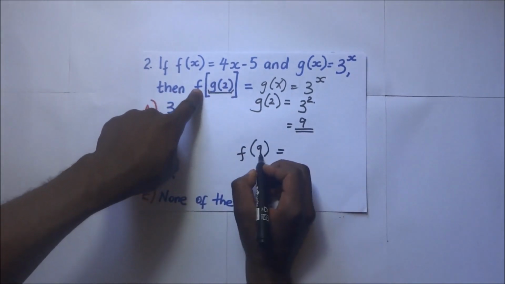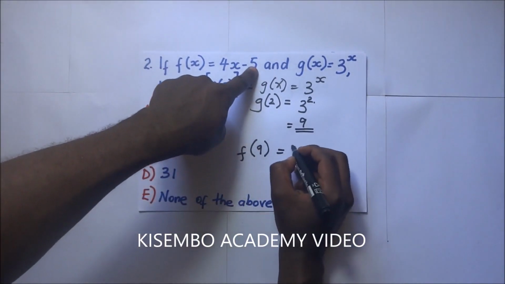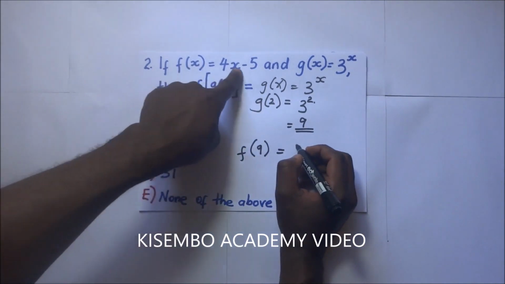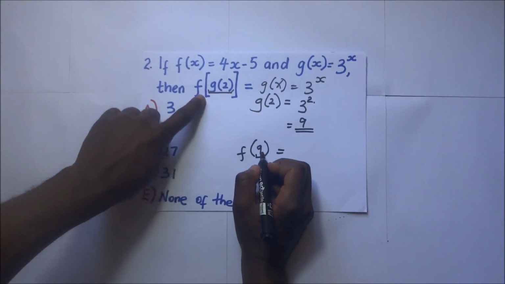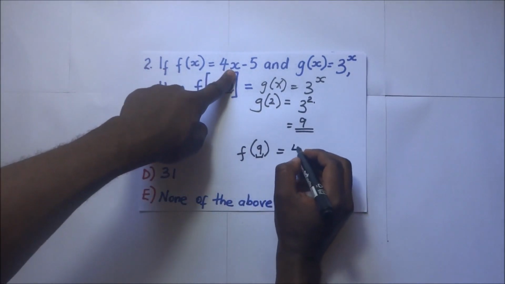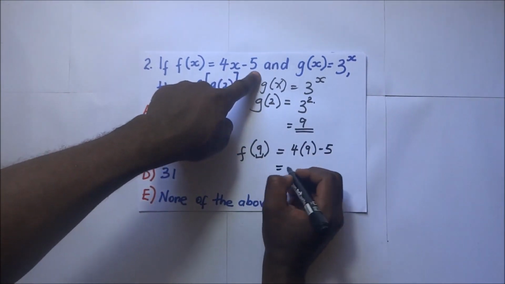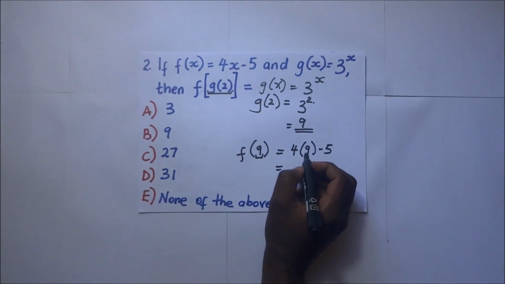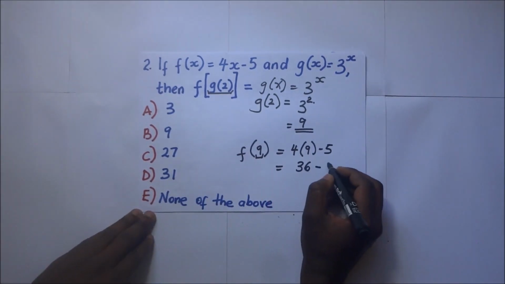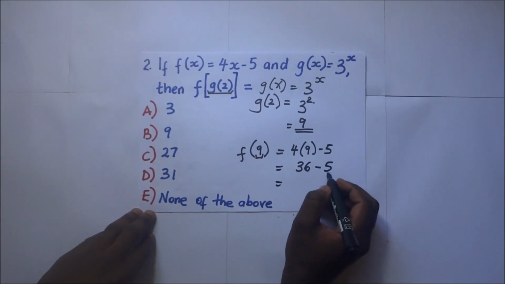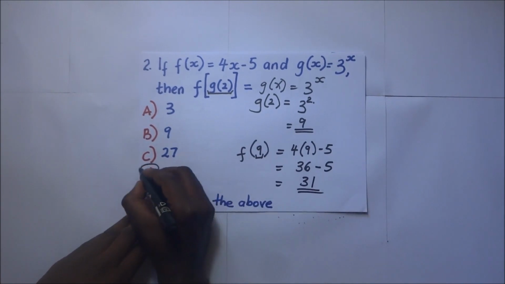So what is the function when the value of x is 9? First of all, f of x is 4x minus 5, yeah? So f of 9, in the place of x there is a 9, so where there is x we put 9. It's going to become 4 times 9 minus 5. 4 times 9 is 36, so it's going to become 36 minus 5. 36 minus 5 gives us 31, so the answer is D.